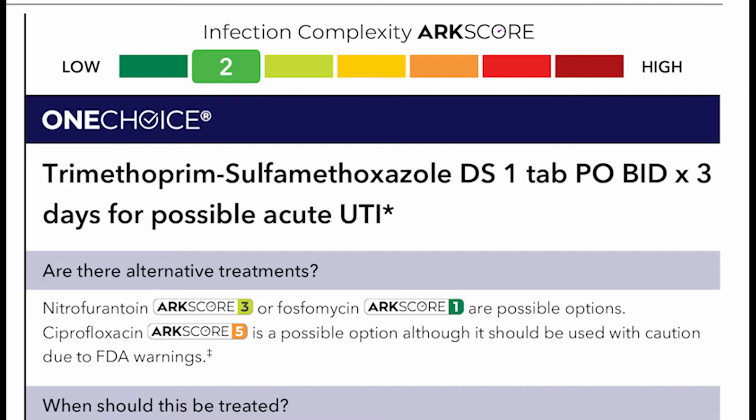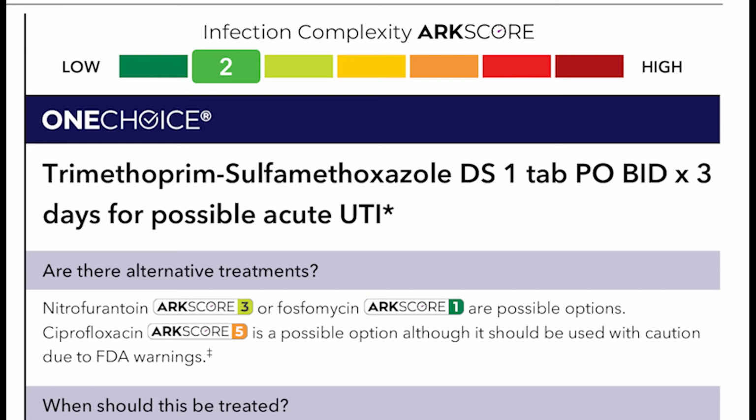So we put a lot of thought and a lot of evidence behind why we would recommend one antibiotic over the other. Say, for example, an antibiotic like ciprofloxacin has an FDA warning. That's going to automatically give that antibiotic a higher adverse drug reaction ARC score, which is telling the provider that this drug has worse associated adverse outcomes than something like Bactrim, nitrofurantoin, or fosfomycin.